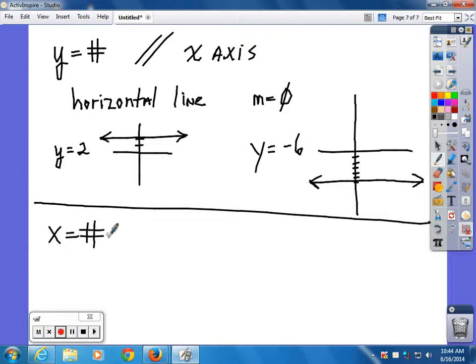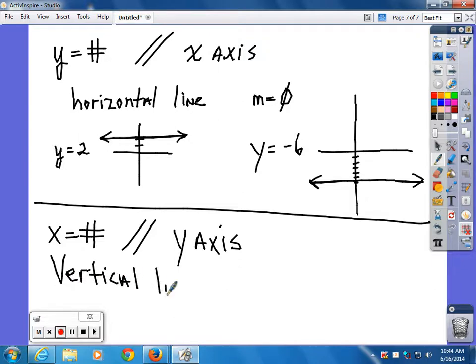Oh, so even if x is just equal to a number. X is equal to a number gives you a line that's parallel to the y-axis. And what kind of line is that? That's a vertical line. In a vertical line, the slope is undefined. Does not exist. And you need to write that down because that'll get you on a test. An easy question, ask for the slope and y'all put 0.